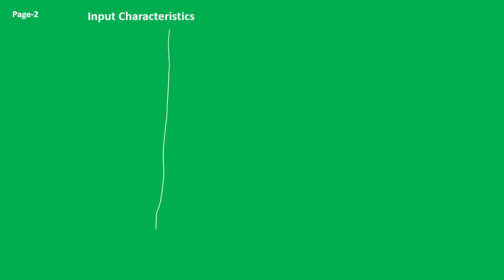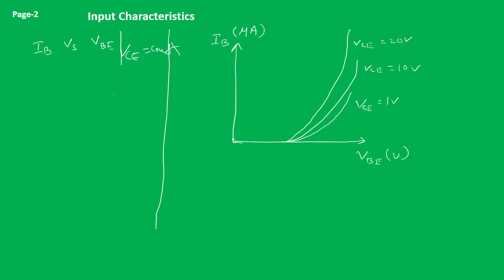Now if we try to understand the input characteristics, the input characteristics is the variation of input current IB with respect to the input voltage VBE, keeping the output voltage VCE constant. That is the objective of finding the input characteristics. If we plot it, we find this kind of graph. You can easily point out that it is the same as the diode characteristics.